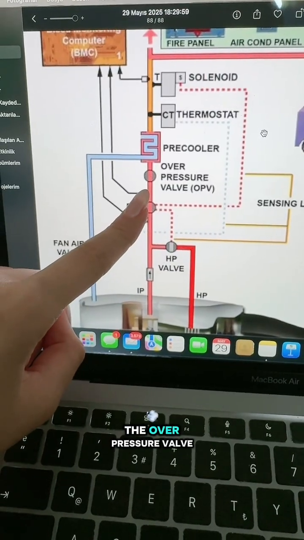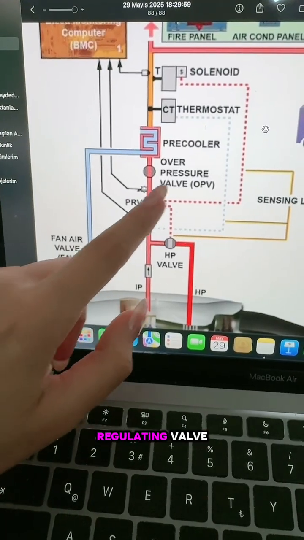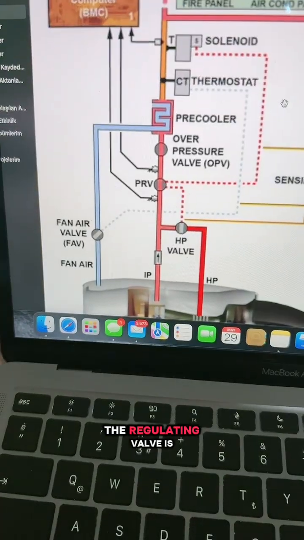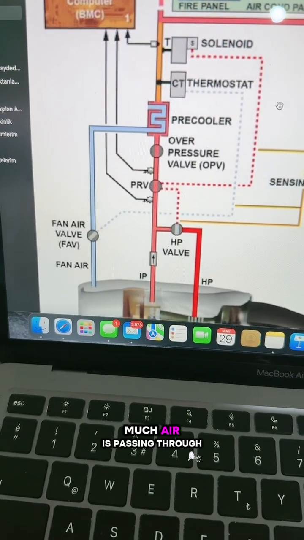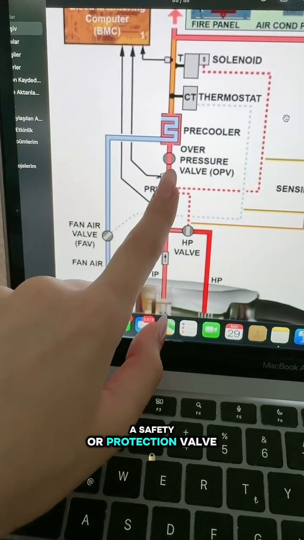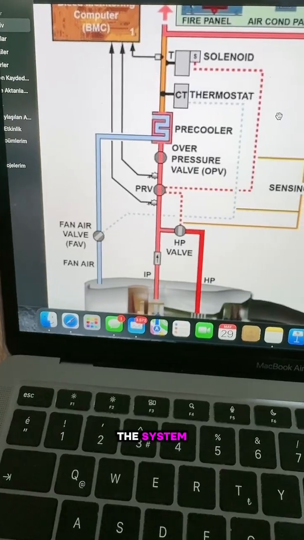Then we come to the overpressure valve. This valve checks if there's too much air coming from the pressure regulating valve. Let's say the regulating valve is fully open or too much air is passing through. This valve acts like a safety or protection valve. It closes to prevent too much pressure from entering the system.